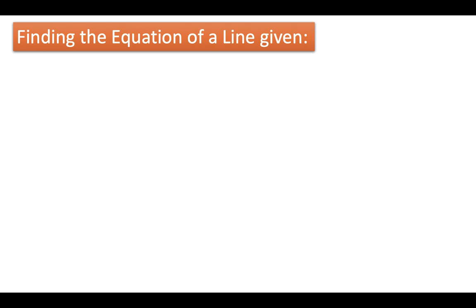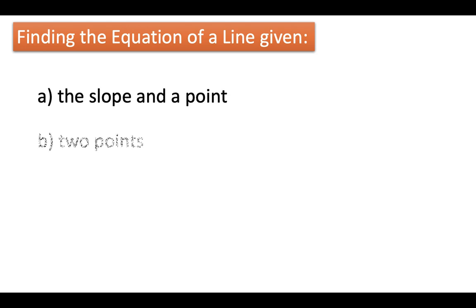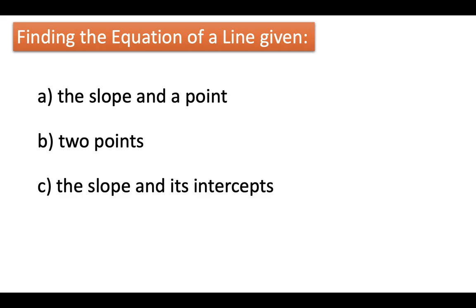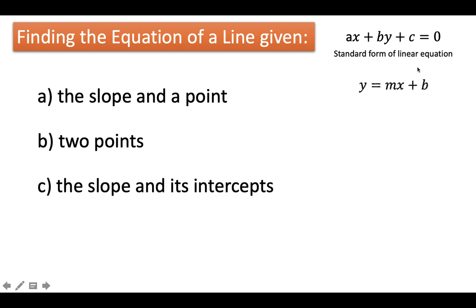Finding the equation of a line given the slope and the point, given 2 points, or given the slope and its intercept. So we can find the equation of a line given the following conditions. Expectedly, our answer is written in this form: ax plus by plus c is equal to 0. In some other references, this form is called the standard form of a linear equation.